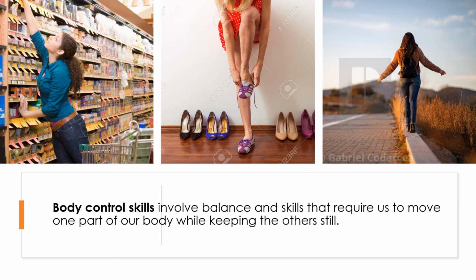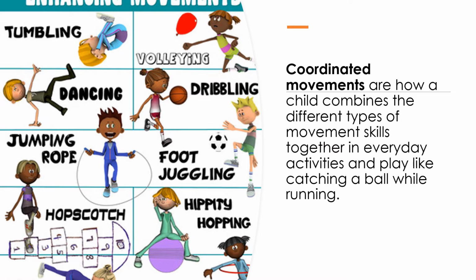Body control skills involve balance and skills that require us to move one part of our body while keeping the other still. It can include body control skills while stationary, for example, standing while putting on shoes or reaching up to get an object from a high shelf, or while moving, walking while balancing on the curb of the sidewalk. Coordinated movements are how a child combines the different types of movement skills together in everyday activities and play. This can include catching a ball while running or navigating an outdoor playground.